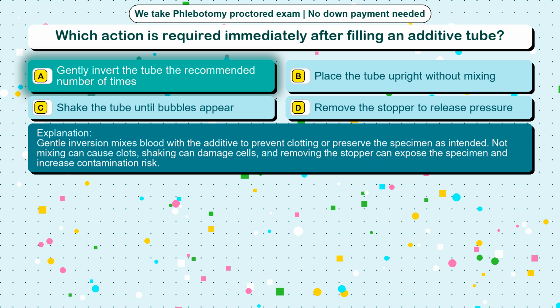Gentle inversion mixes blood with the additive to prevent clotting or preserve the specimen as intended. Not mixing can cause clots, shaking can damage cells, and removing the stopper can expose the specimen and increase contamination risk.